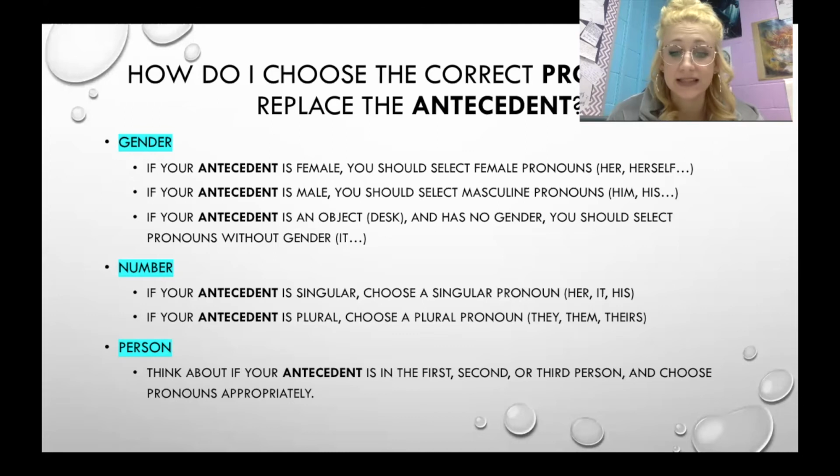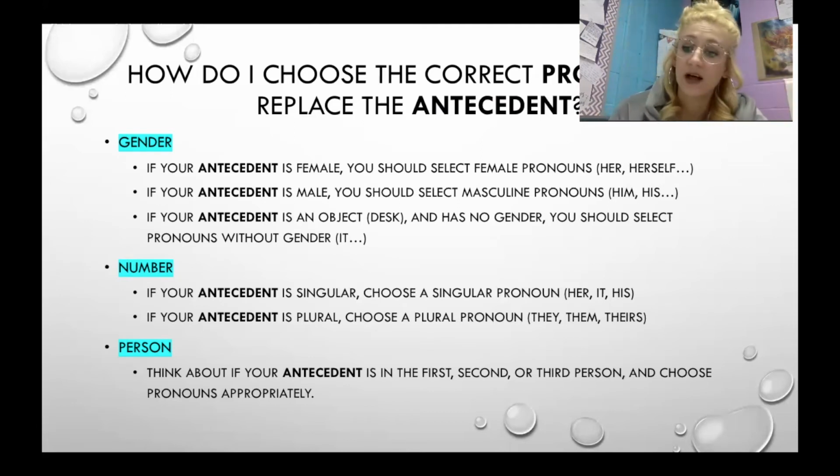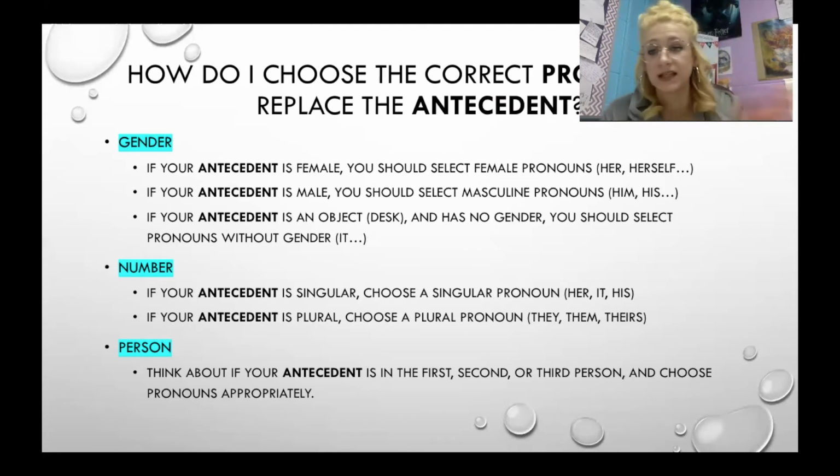And the last thing that we need to discuss is person. So if your antecedent is in the first person, then you're choosing first person pronouns. I, me, myself. If it is a second person, then you're going to choose second person pronouns. You, yourself, yours. And if it is a third person that we are discussing, then we would use third person pronouns. He, they, them, themselves, etc. Easy.